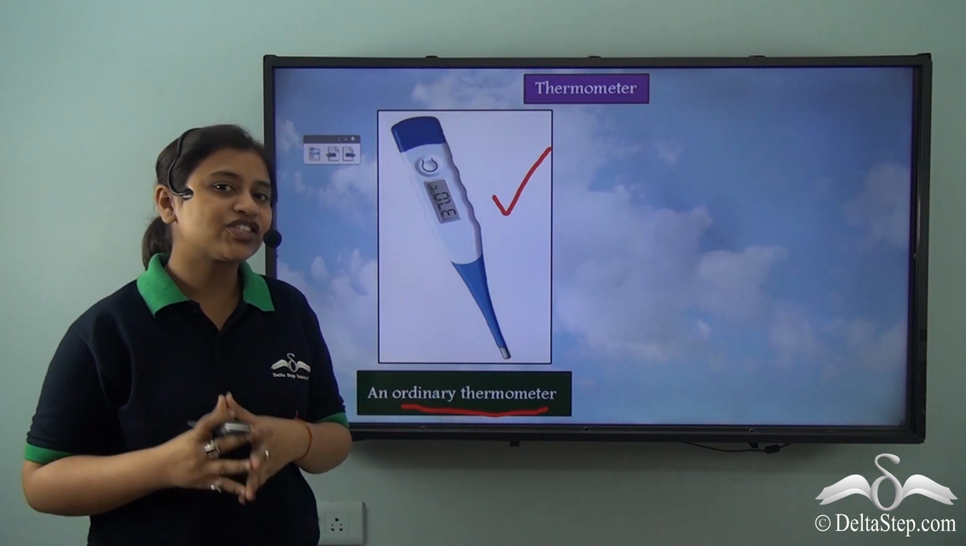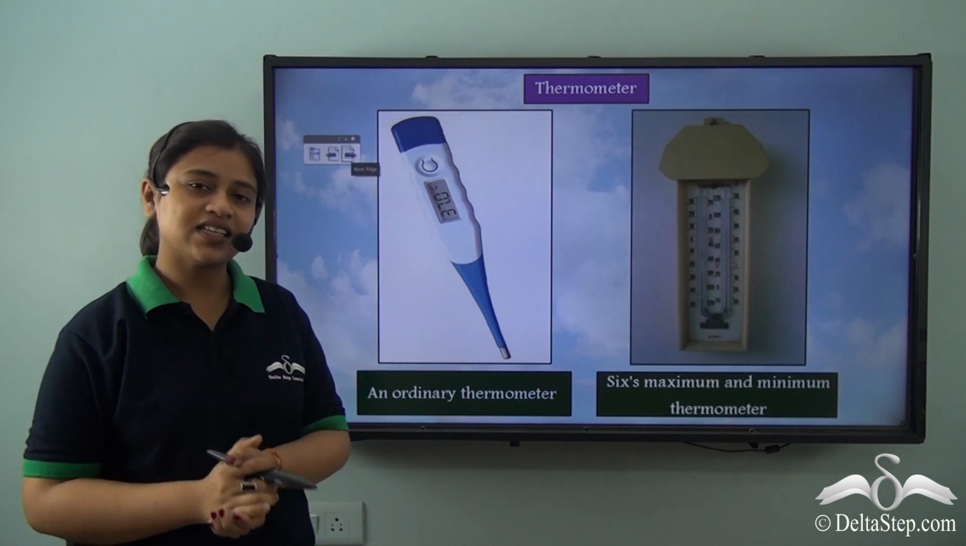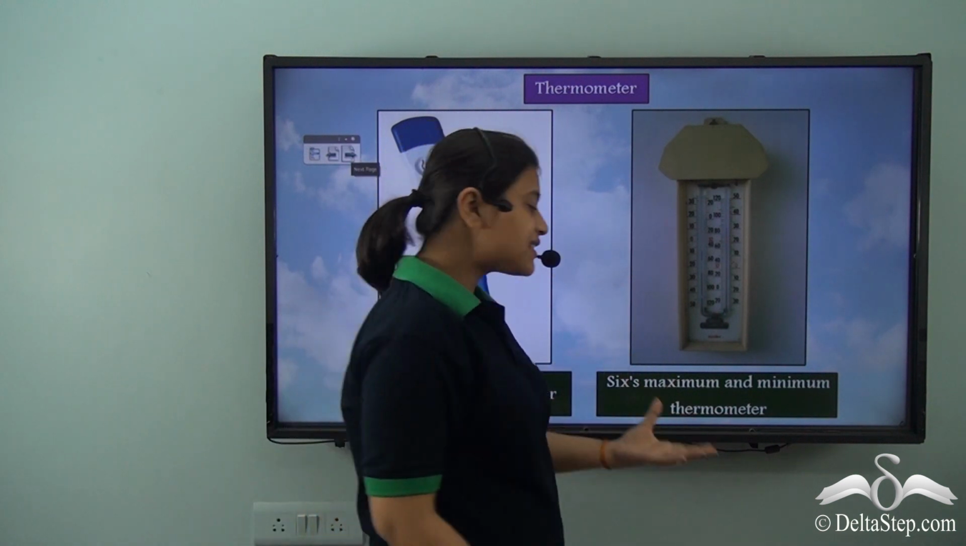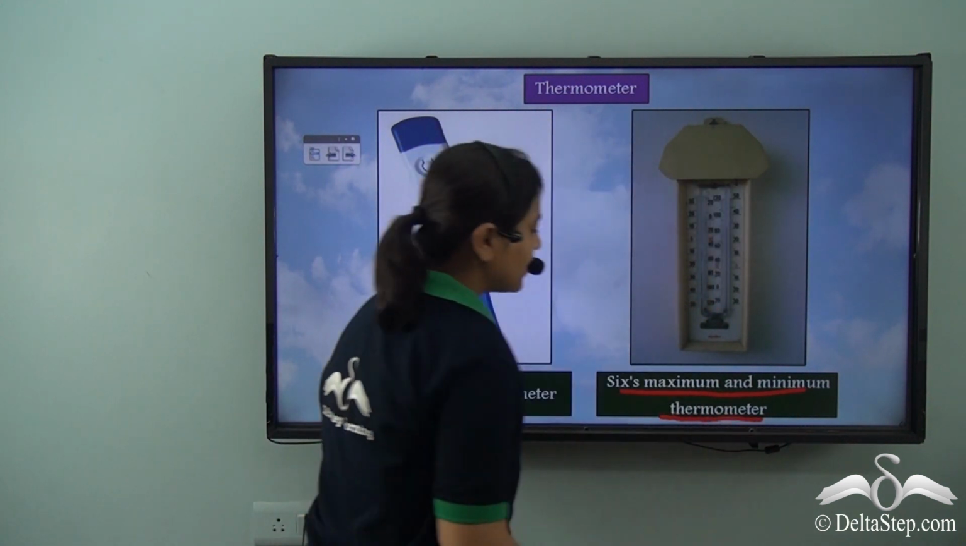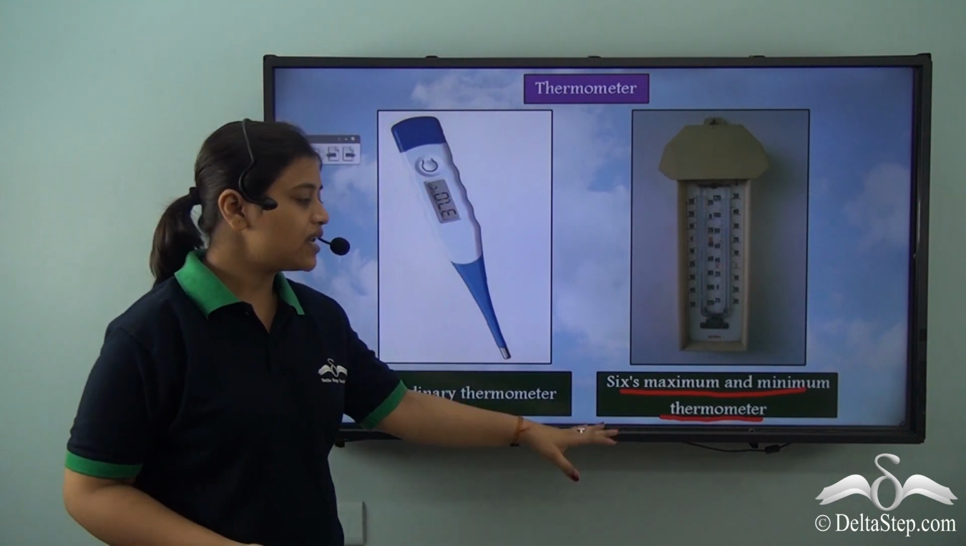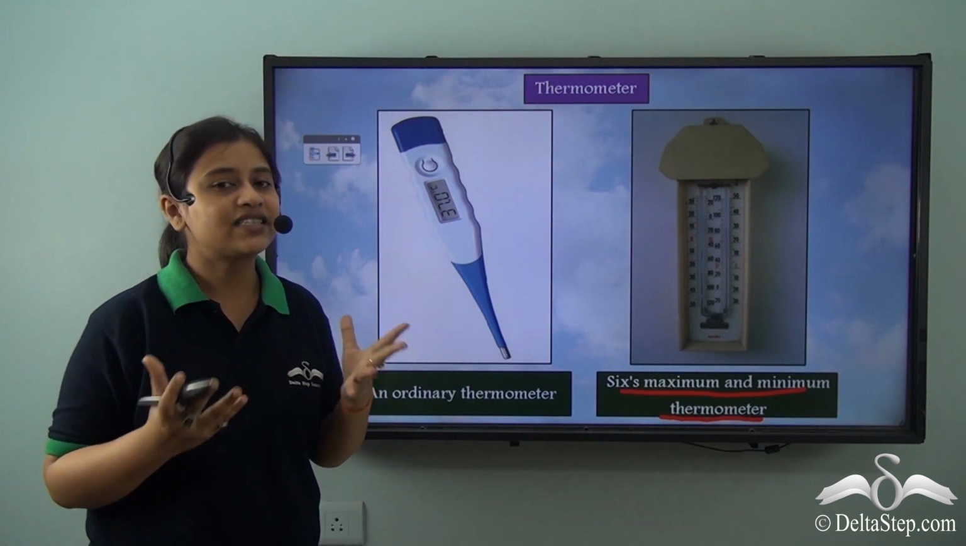Well, there's a special instrument. And that is this Six's maximum and minimum thermometer. Well, yes, Six's maximum and minimum thermometer is used to measure the atmosphere's temperature.